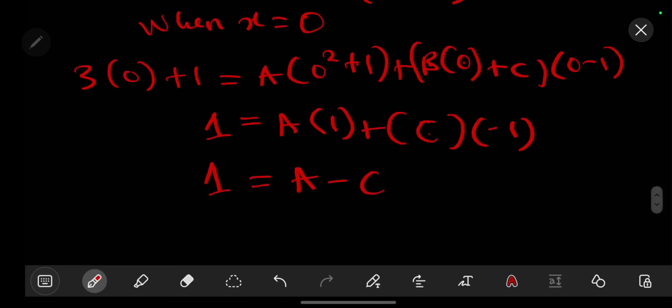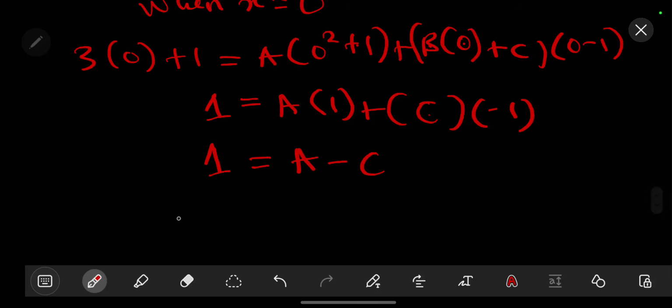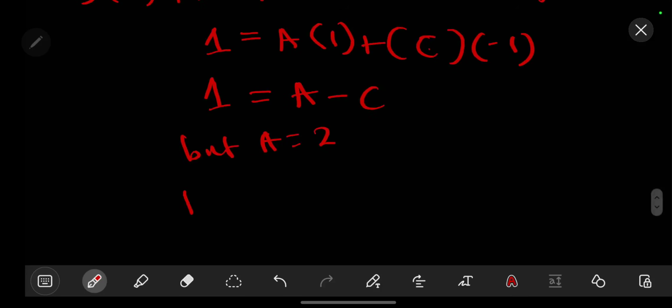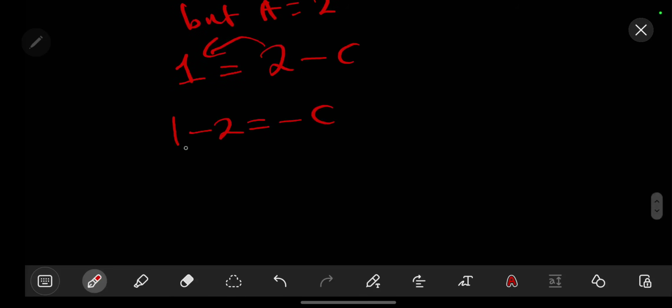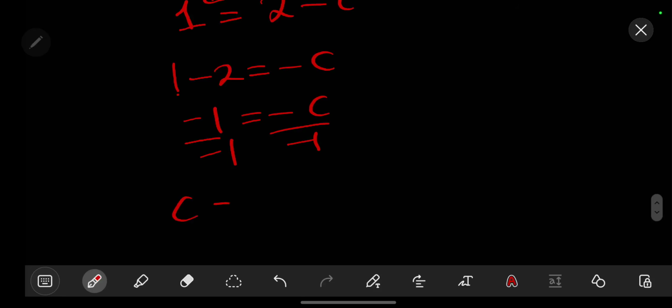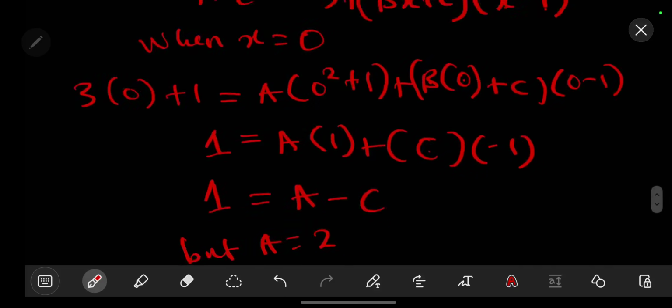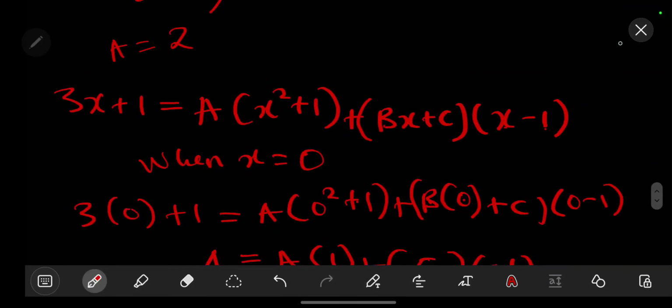Now remember, our a is equal to 2, so we are going to put 1 should be equal to, where there is a, we put 2 minus c. We get our 2 this side, we are going to have 1 minus 2 should be equal to negative c. 1 minus 2 will give us a negative 1 should be equal to negative c like that. We divide by a negative, so our c value should be equal to a positive 1 like that.